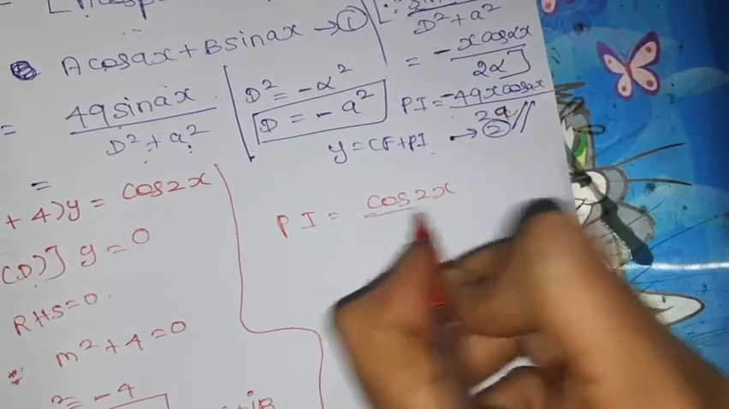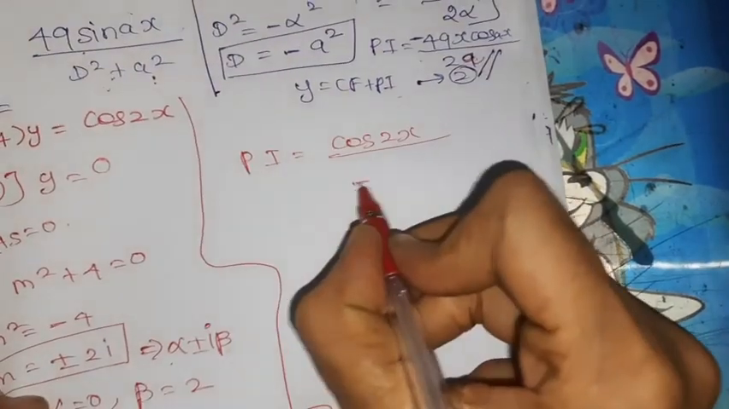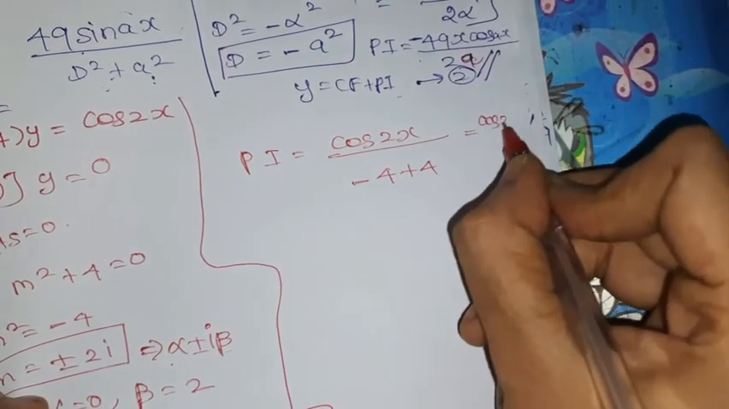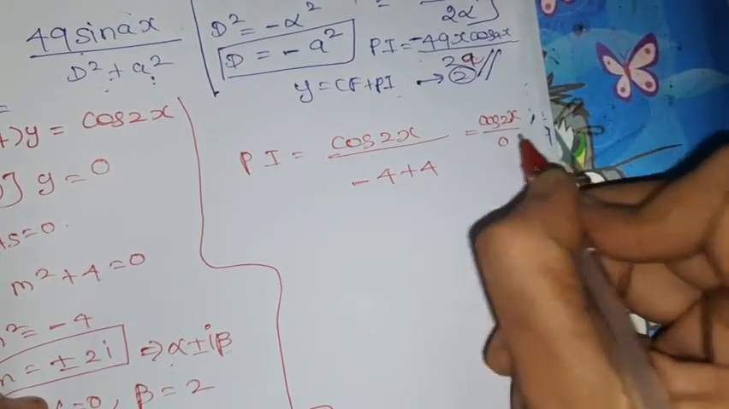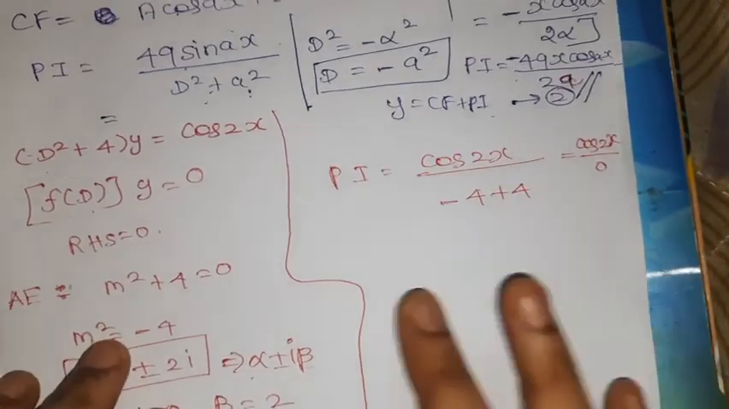Cos 2x divided by minus 4 plus 4. Minus 4 plus 4 will be 0. Cos 2x by 0 is absurd. We should not proceed like this. So what do we need to do?